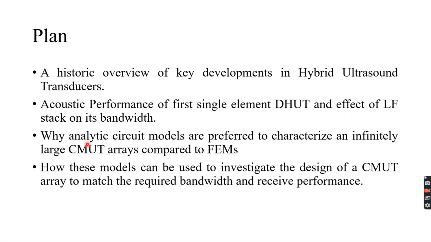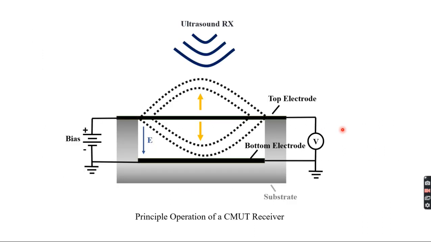I'll talk about that. Then, the question about why we prefer these analytic models instead of FEMs to characterize and predict the behavior of T-hats, I'll briefly talk about that. What are the advantages of using circuits instead of FEMs? And not only that, we can predict the behavior of the hybrid transducer with circuit models. We can also use them to investigate the design of CMUT arrays to match the required, let's say, bandwidth and the receive performance. So to start with, let's quickly recall the principal operation of a CMUT receiver.